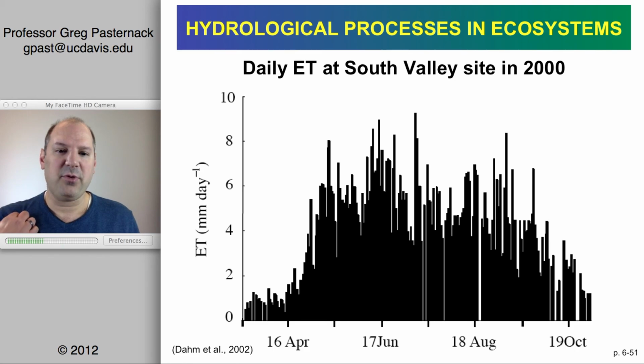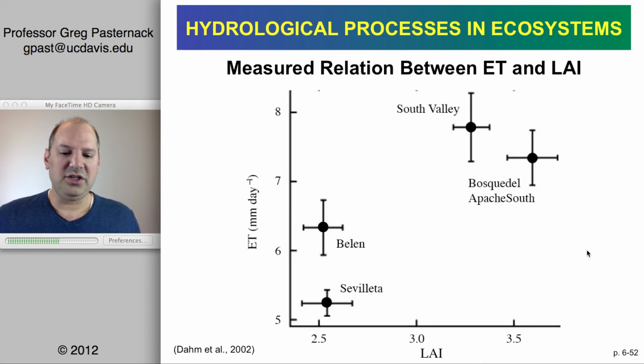Here's the evapotranspiration measured at one site in 1 year. Of course, you can see this cycle from day to day. There's variability, but overall there is the seasonal cycle like we've seen before. This shows the relationship between evapotranspiration and leaf area index. Now note, there are not enough points here to draw a regression line. So it isn't a relation in the idea that there's a function that we can fit here.